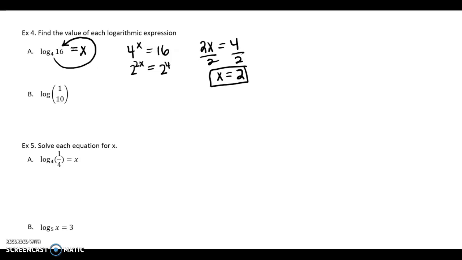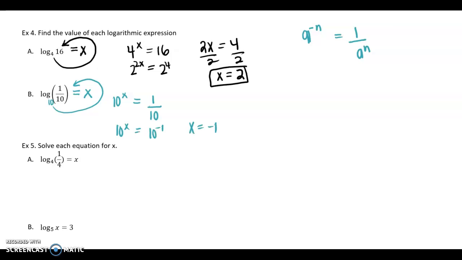Alright, the next one. We're going to set it equal to x again, and here we don't have a base, so if we don't have a base, it's base 10. So 10 to the x is equal to 1/10. If you remember from exponent rules, if you have a base to a negative number, you could rewrite it as 1 over a to the n. So basically, we could rewrite that 1/10 as 10 to the negative 1, and x is equal to negative 1.